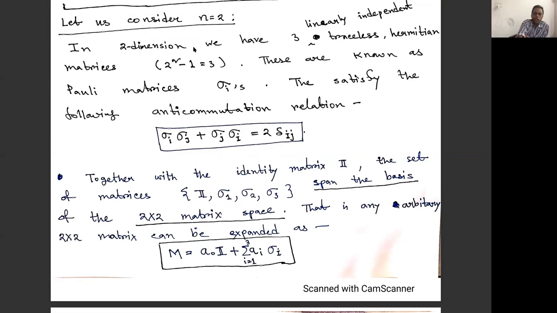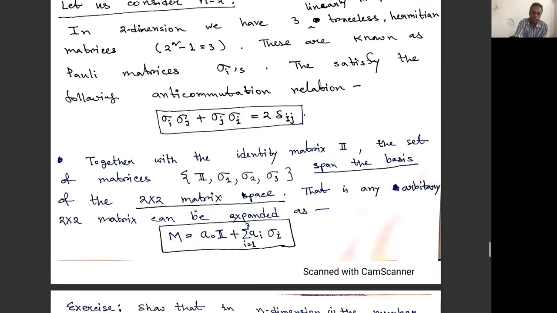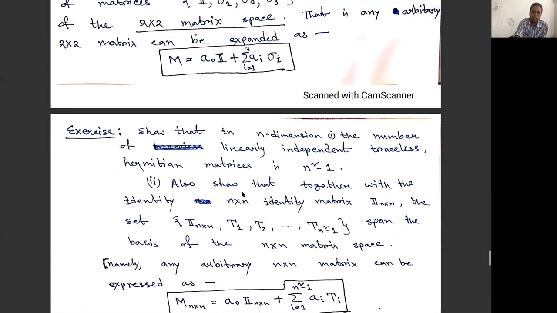What I'm asking is, have you seen this relation that any 2 by 2 matrix can be written in this way? No, sir. Okay. So when you do this exercise, I guess it will be clear. And we will discuss that in the tutorial, perhaps.